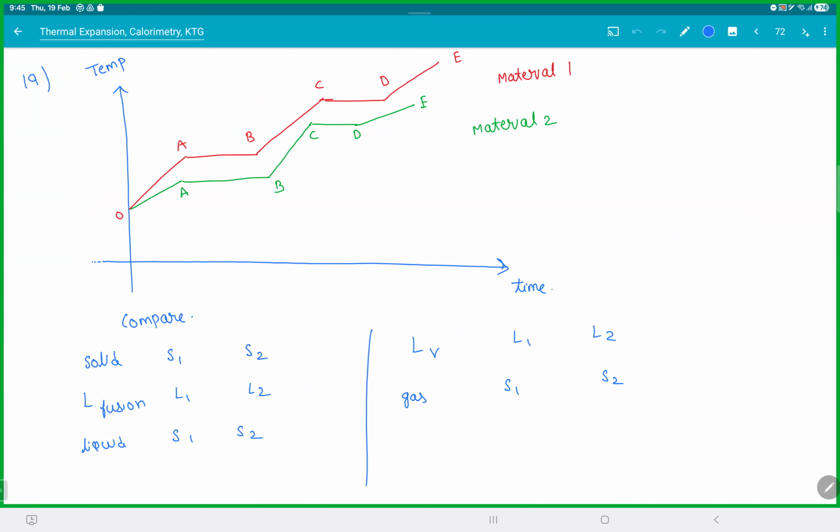Get this. It's a small chapter. Calorimetry we will be done with today. Then we'll start with KTG, which is same as your gas laws.